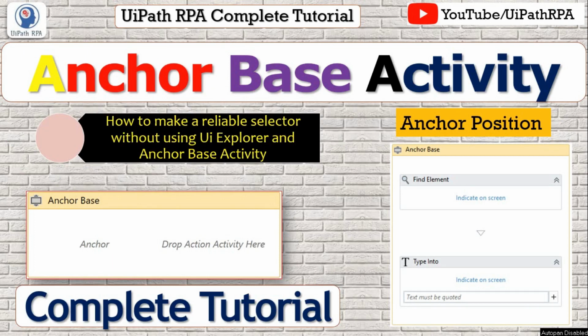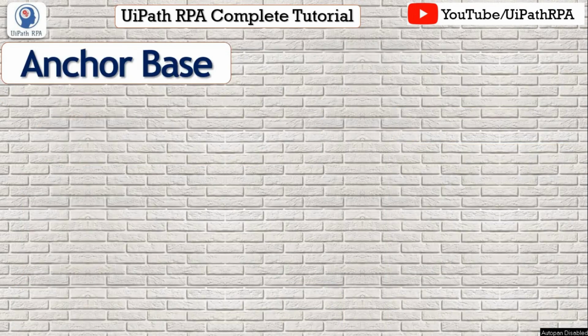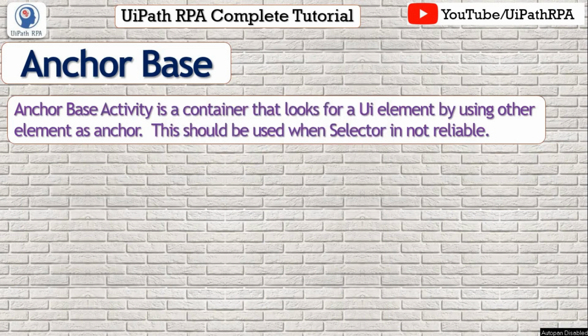This is a container in which we can put two activities, one for the anchor and a second for the action, right? So this is called a container. That's why anchor base activity is a container that looks for a UI element. If you put anything in the anchor, it will search for that UI element, that target, and then as per action we can write or we can get the data.